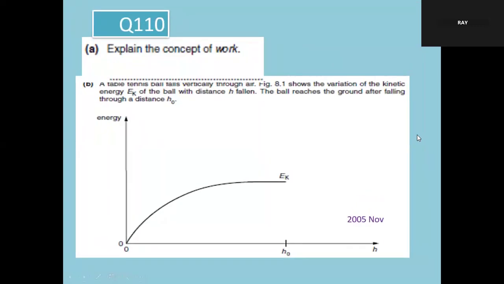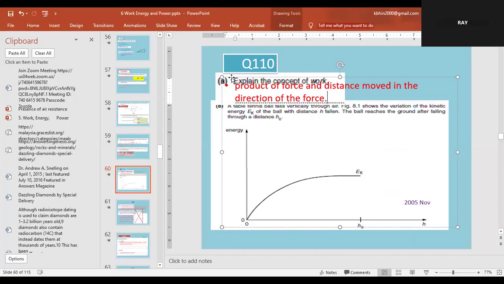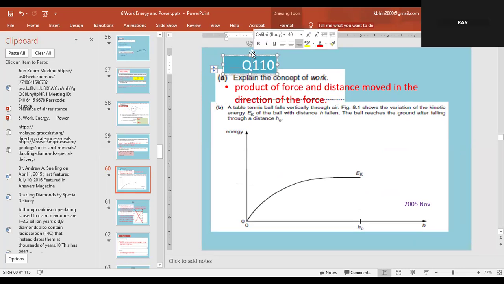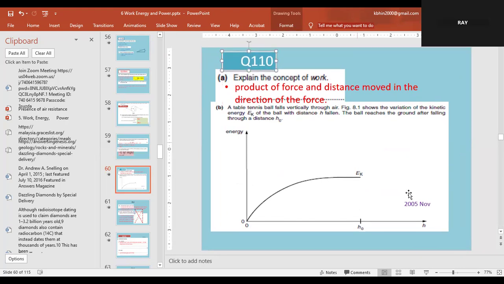Define the concept of work. Force times distance. Not force and distance. The product of force and distance moved in the direction of the force. Important to get it right. This is a free mark for you all.